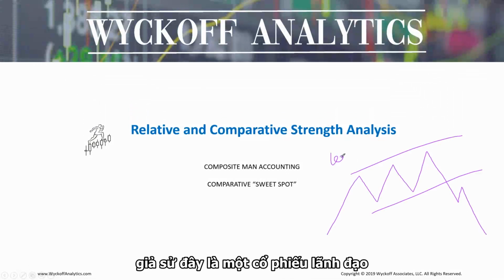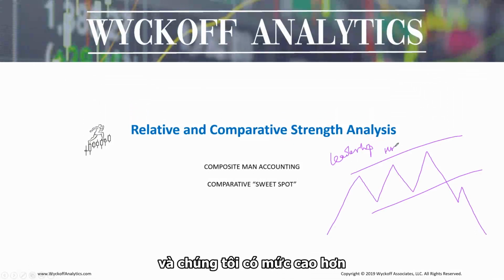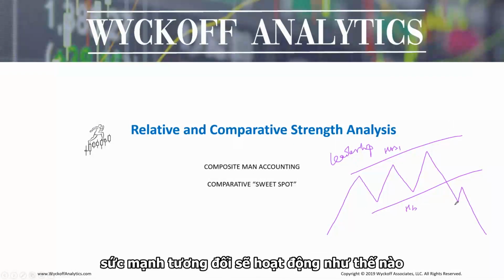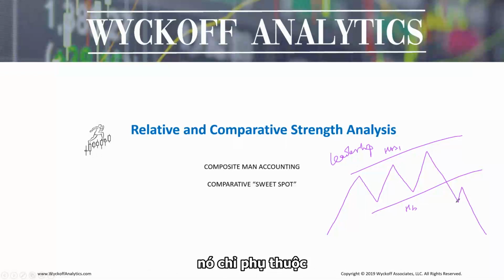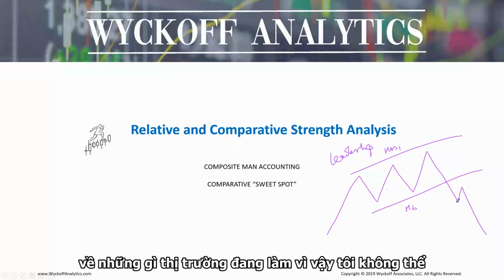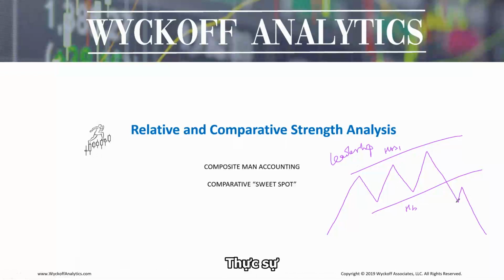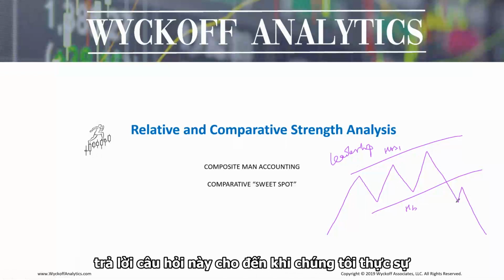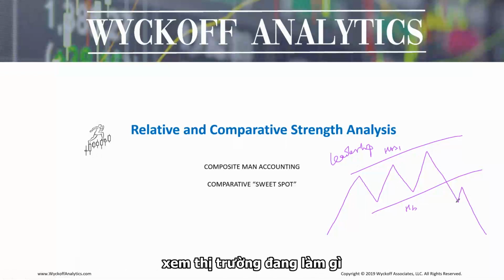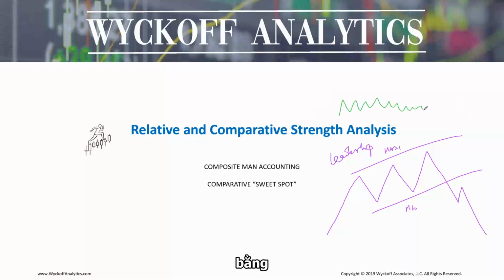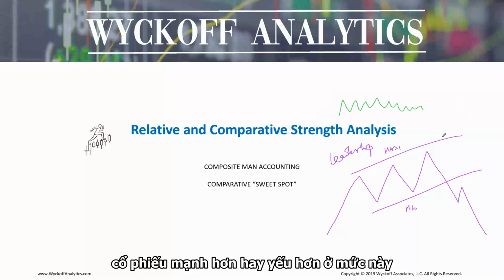Let's say this is a leadership stock, and we have higher highs, higher lows. How would the relative strength behave? It just depends on what the market is doing. So I can't really answer this question until we actually see what the market is doing. Let's quickly do that. What if the market is flat? Is the stock stronger or weaker at this point?